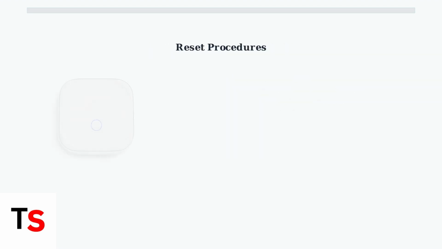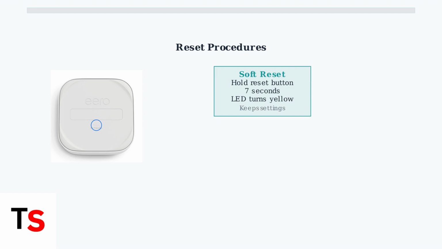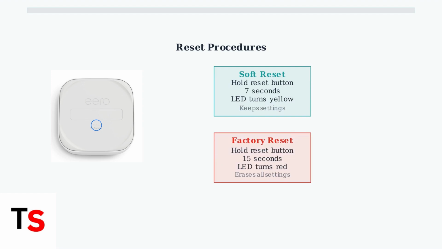There are two types of resets available. A soft reset preserves your settings and only takes 7 seconds, while a factory reset completely erases all configuration and requires 15 seconds.